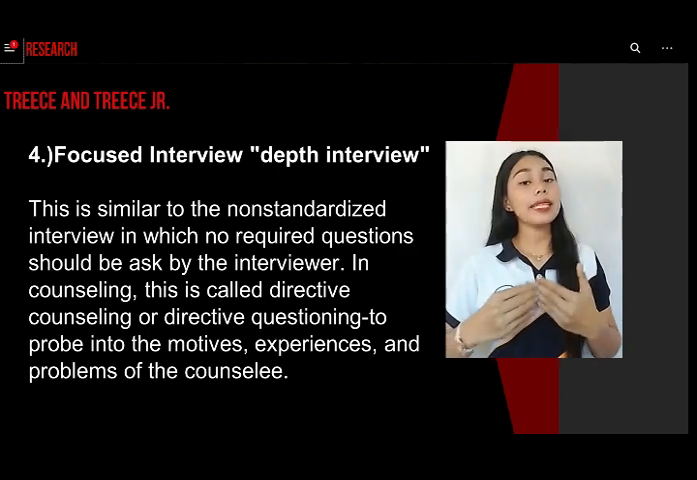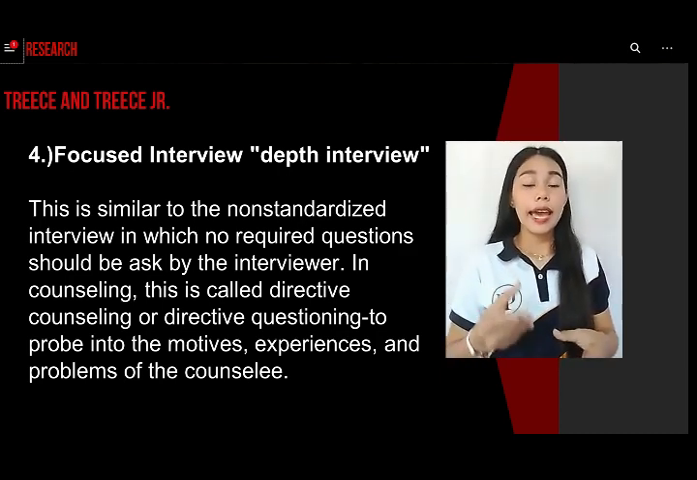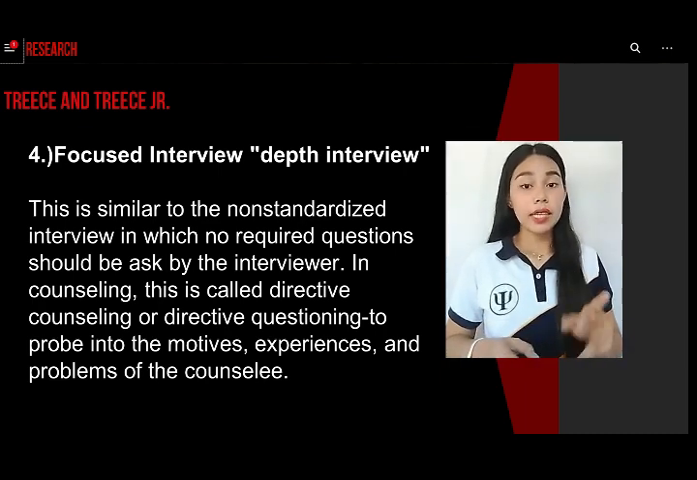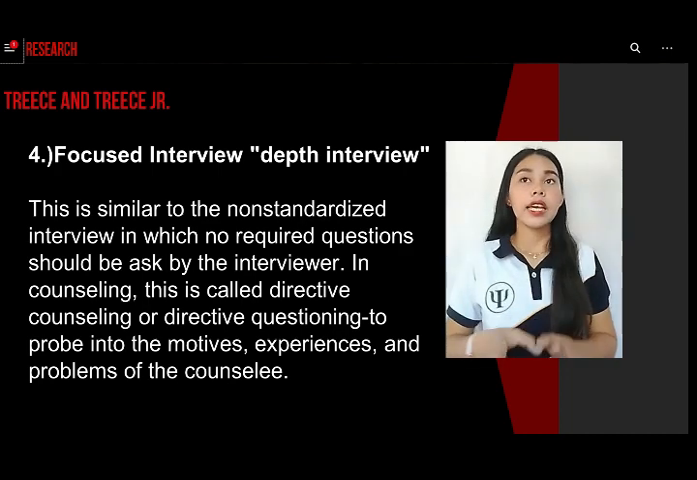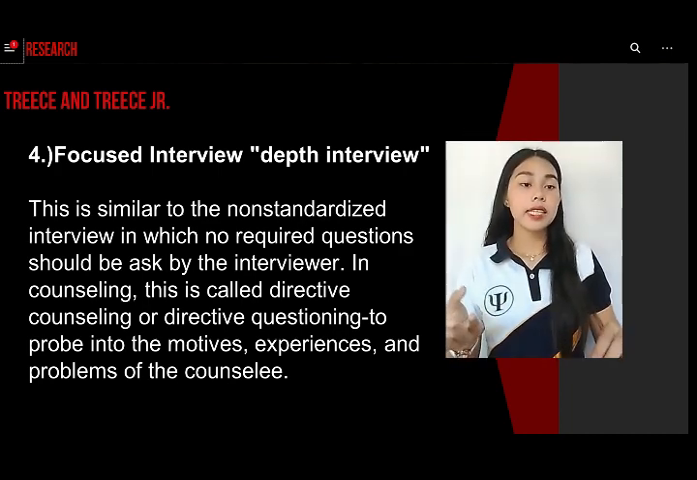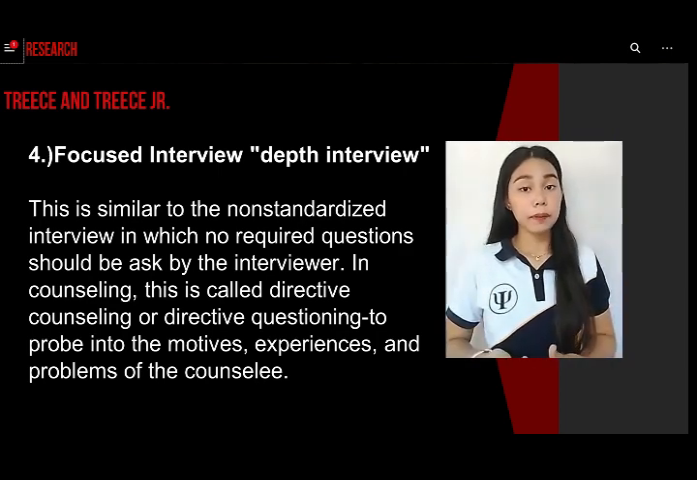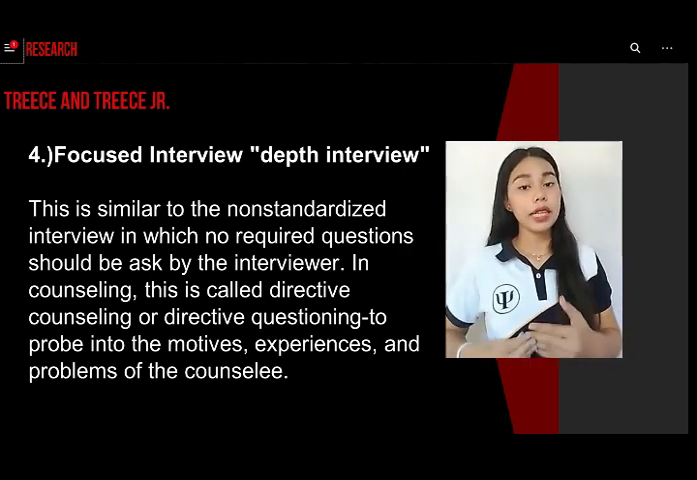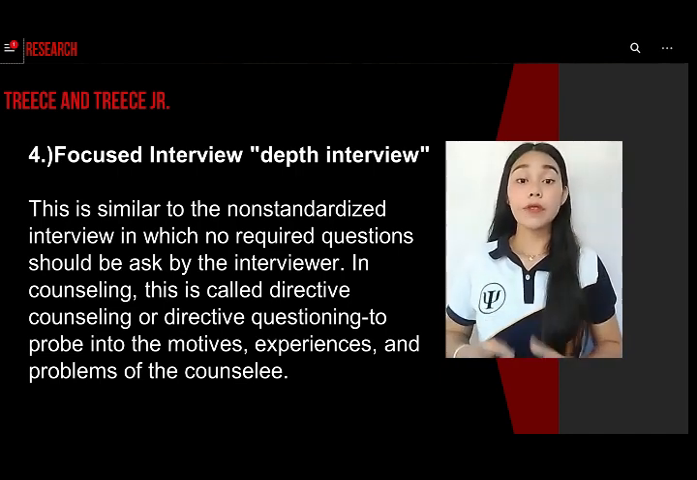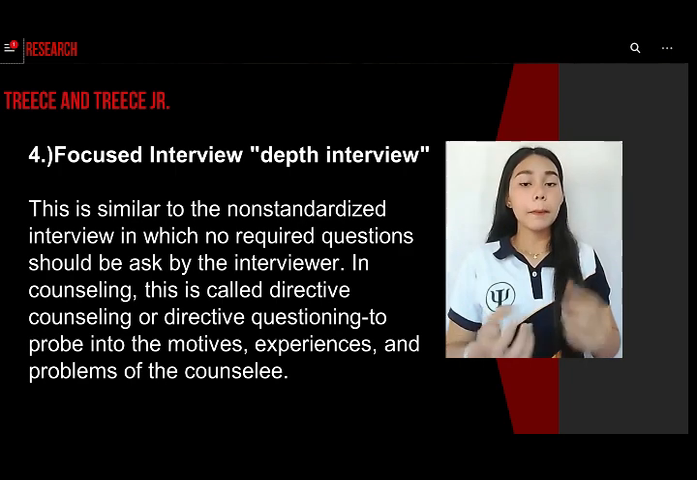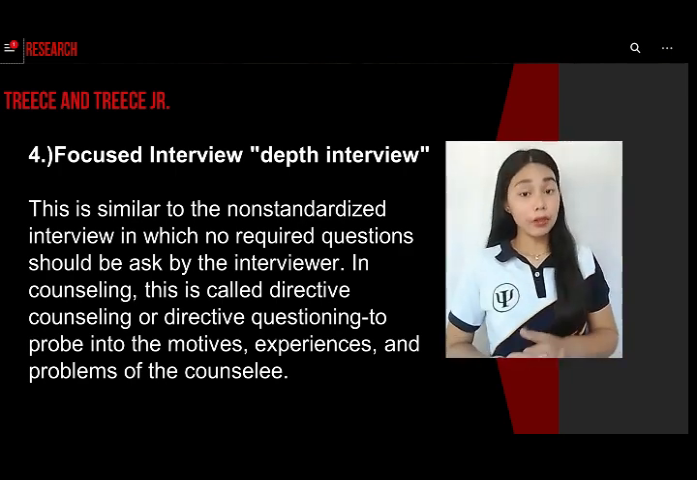It is also stated that the interviewer can direct his questions in order to discover the backgrounds and the experiences that have influence on the subject. To give you an example, in counseling, this is what we call directive counseling or directive questioning. This is to probe the motives, the thoughts, and also the problems of the counselee.